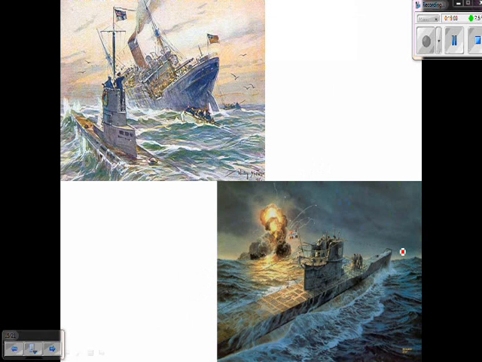And then just a couple images of U-boats at work. Like I told you, it was kind of scary because you couldn't see the enemy. Whereas in a war, in trench warfare, the enemy is just across the way. With U-boats, you couldn't see where the enemy was.